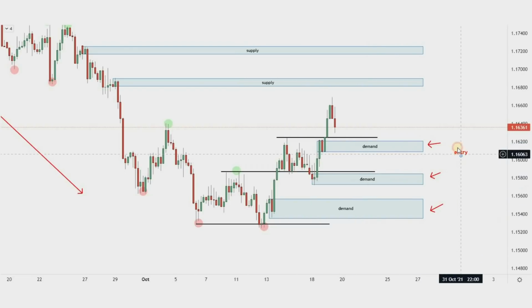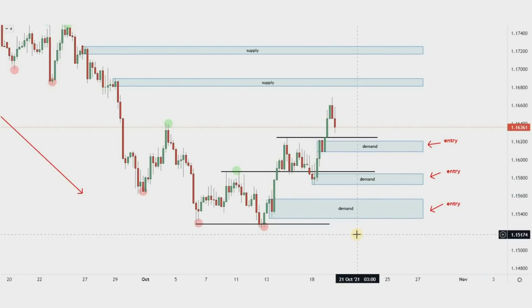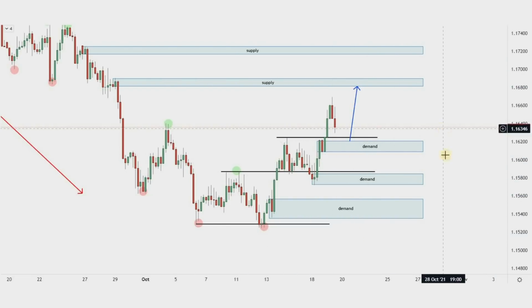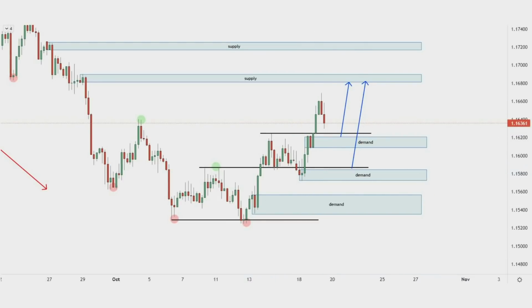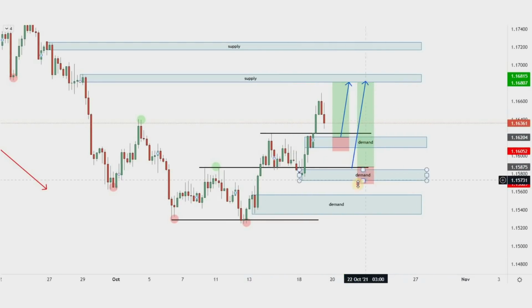In a nutshell, we have three entry levels, considering the first one that price didn't touch. We prefer to use supply and demand in our trading because it gives us clear entry and stop loss levels based on the defined zone.